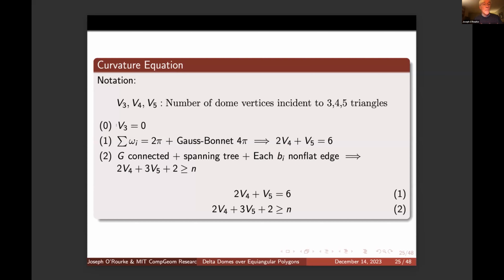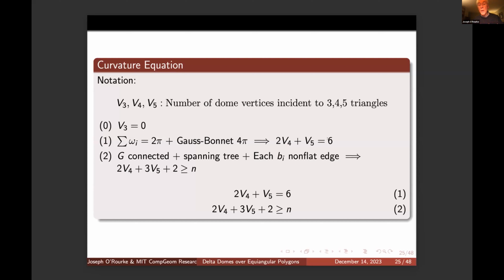So that may not be convincing, but let me just assume that this makes some sense to you. So I'm going to set V3 to be 0. Now I'm going to take the lemma that says that the curvatures around the base sum to 2 pi. The Gauss-Bonnet theorem says all the curvatures have to sum to 4 pi. And this leads to the equation that 2 times V4 plus V5 is 6. The 6 is in units of pi.